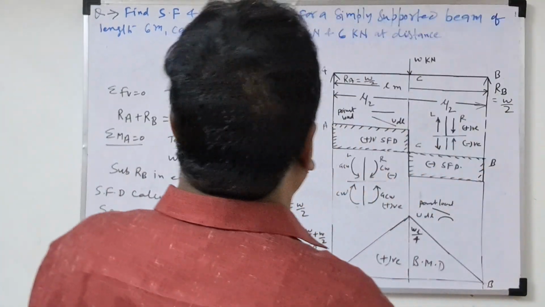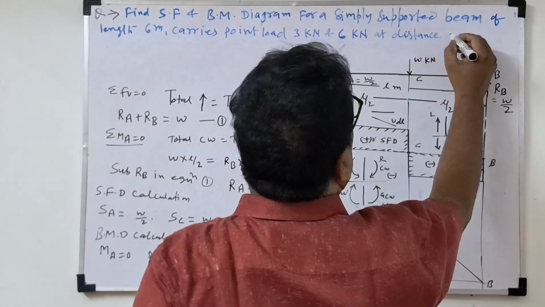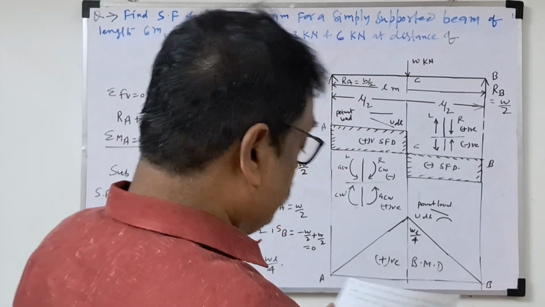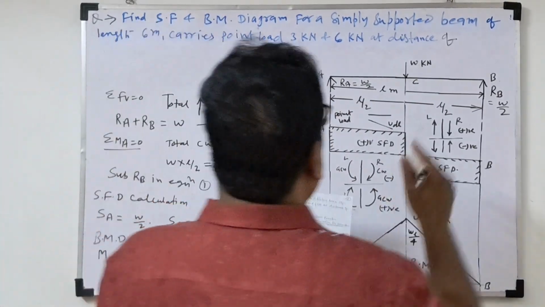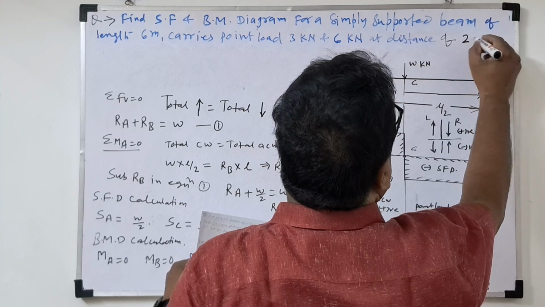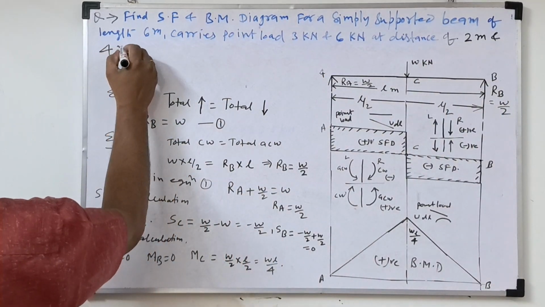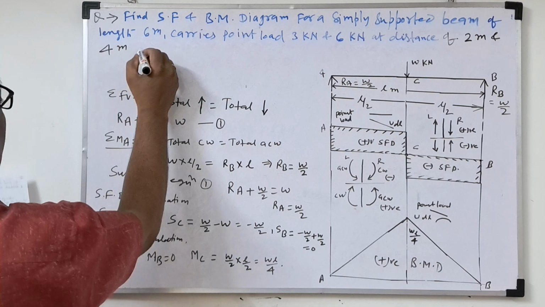So it's not working, so I will write here: at a distance of 2 meter and 4 meter. Distance of 2 meter and 4 meter from left end.